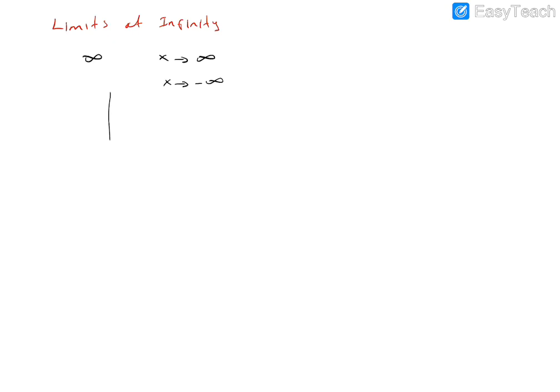So if you consider the Cartesian coordinate system, in the first case, x goes to plus infinity. In the second case, x goes to minus infinity from the left side of the graph or Cartesian coordinate system.